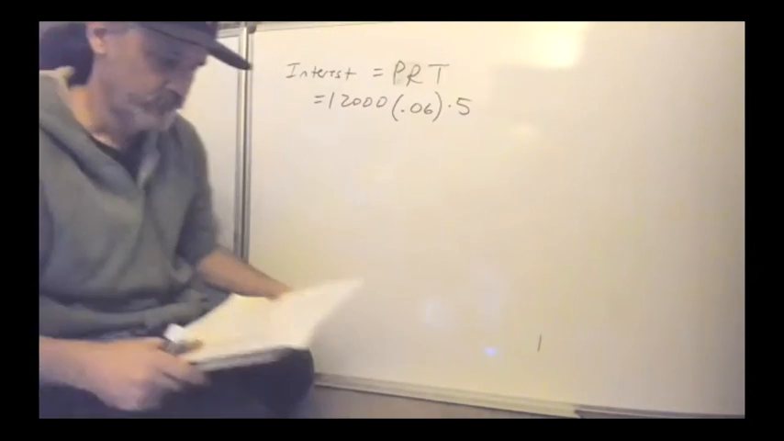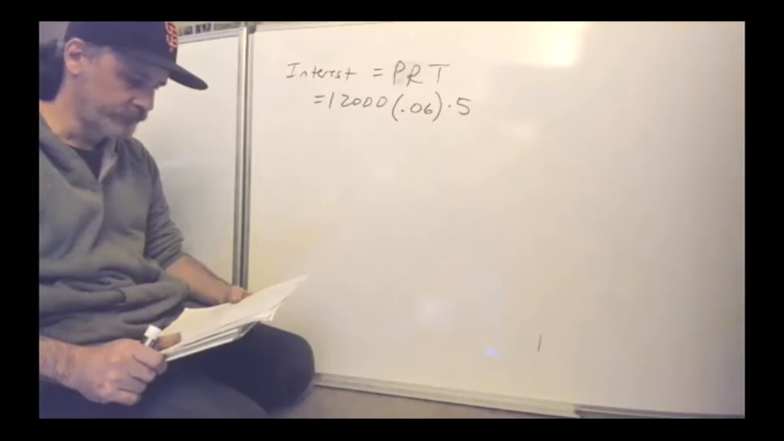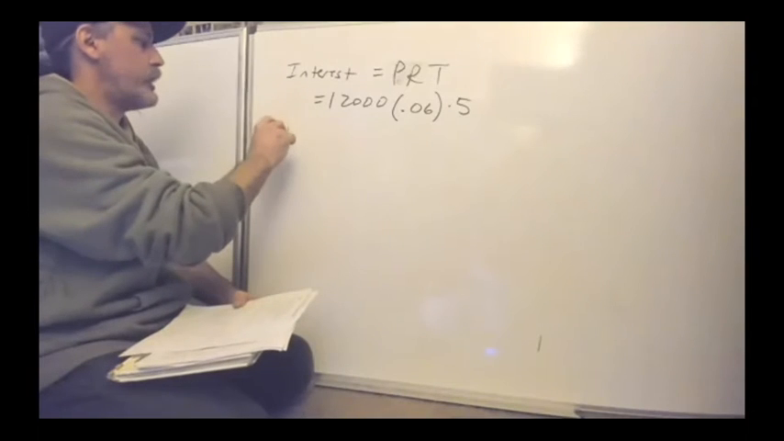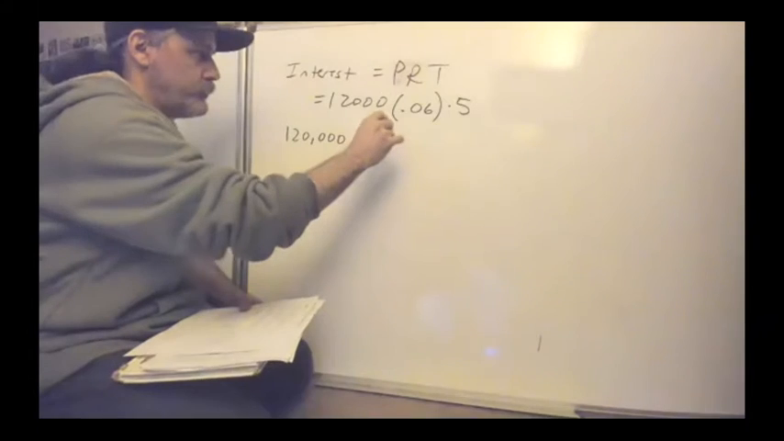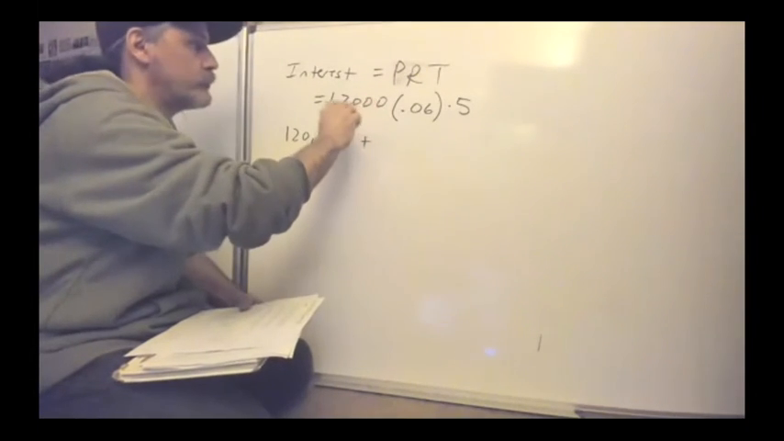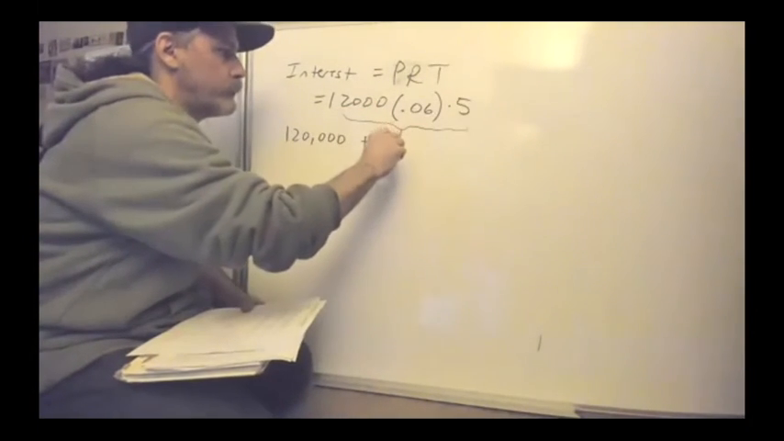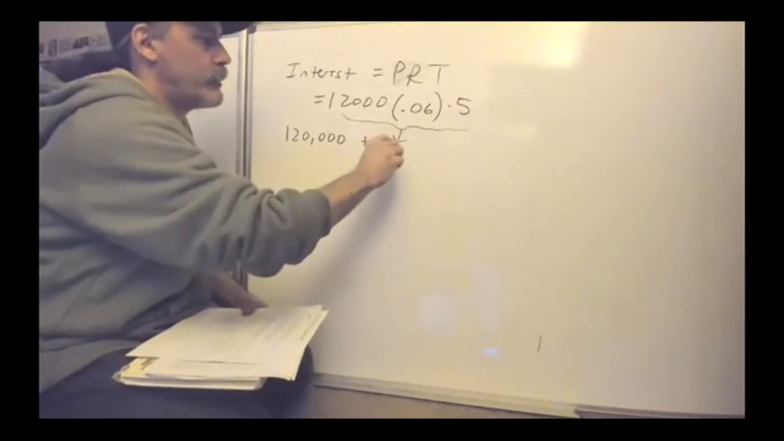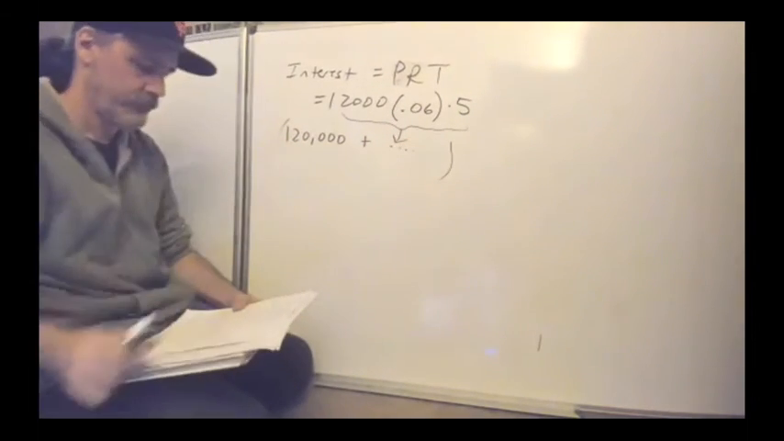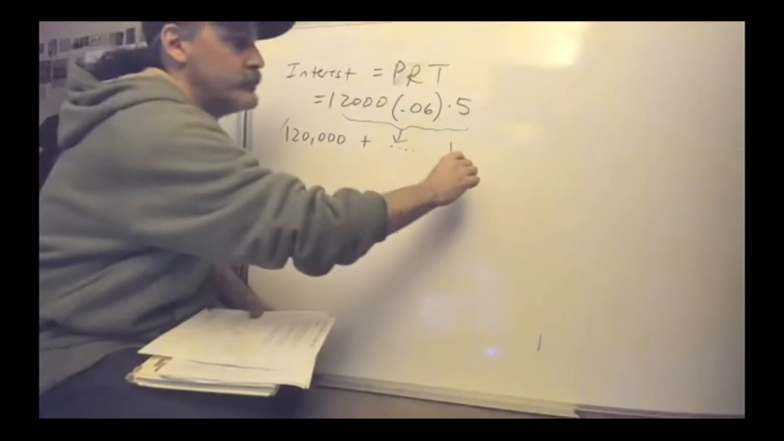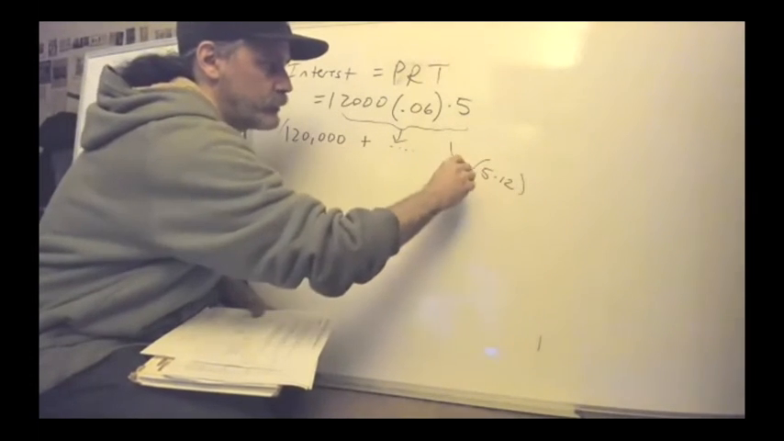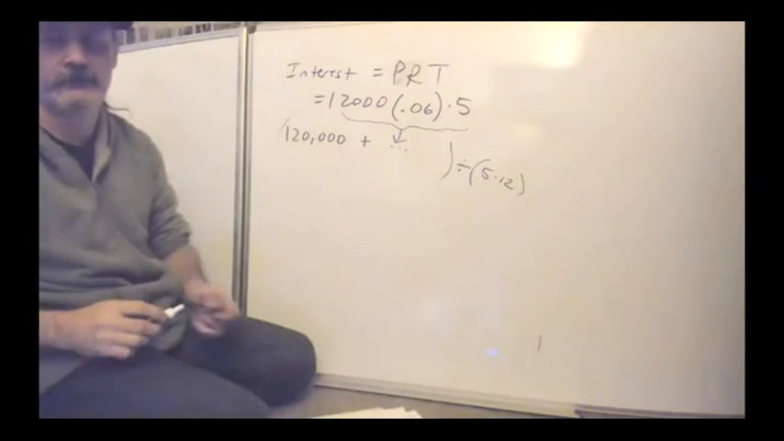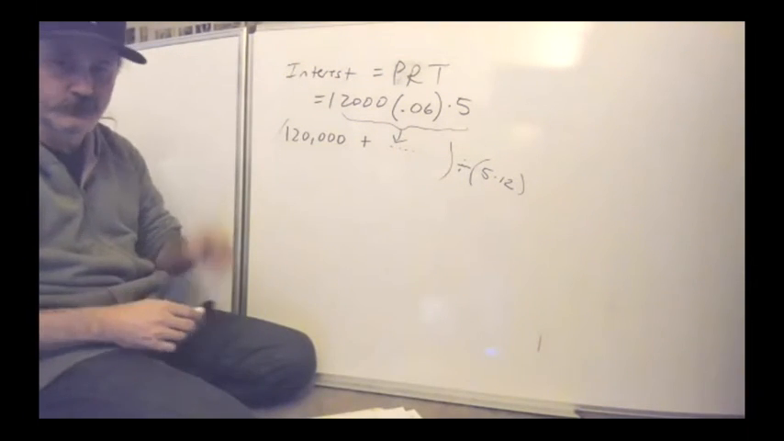Okay, and now to find out how much we're going to have to pay back, we would add that to the 120,000, right? And then divide by the number of months in 5 years to find out how much we would pay back. Right? So that's how simple interest works.